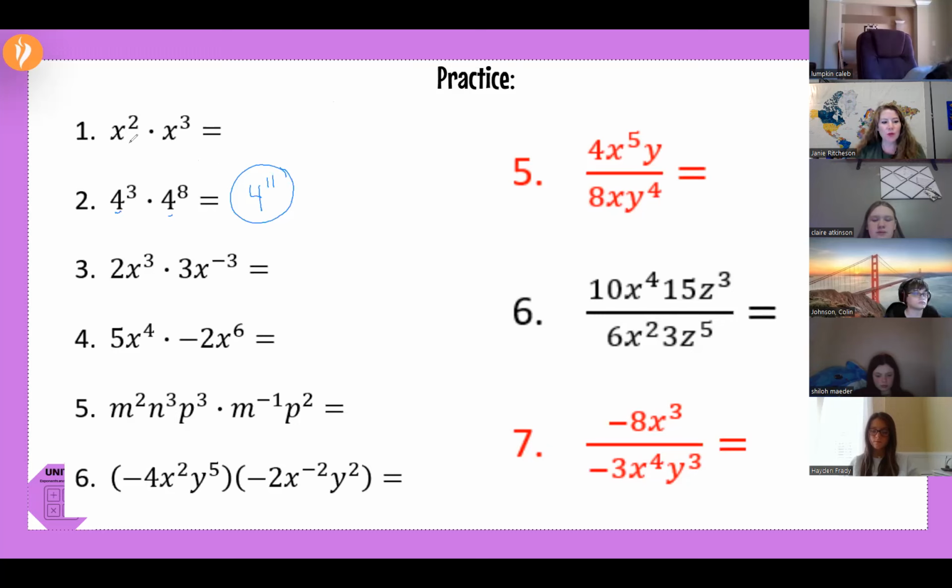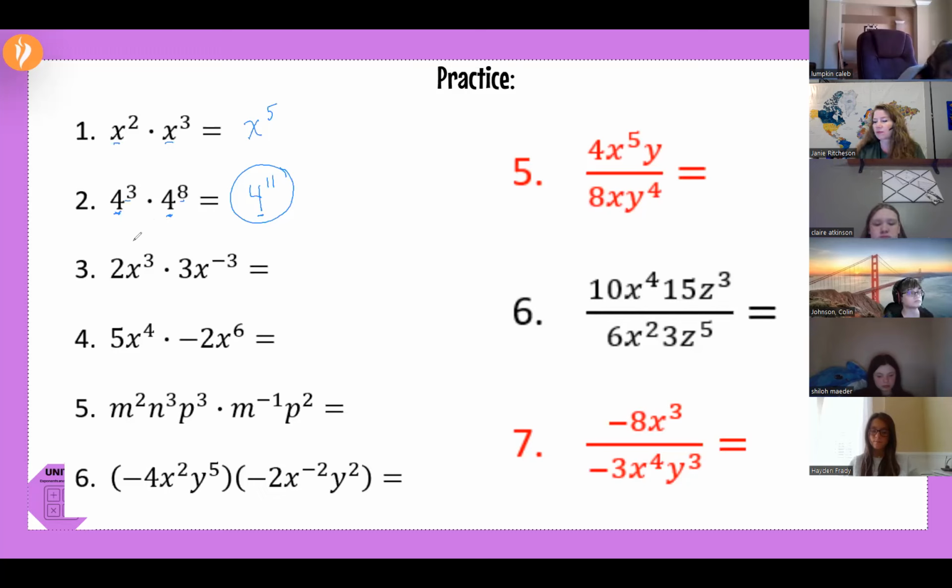All right, so numbers 1 and 2. Remember, when you have two numbers with the same base raised to an exponent that's being multiplied, the rule is you add those exponents. So on the first one, we bring over our base, we add 2 plus 3, and the answer is x to the 5th. The second one, the 4s are the bases, not the coefficients. So we do not multiply 4 and 4. They're the bases. They have an exponent attached to them directly. So part of our answer is the base. We add those exponents. 8 plus 3 is 4.